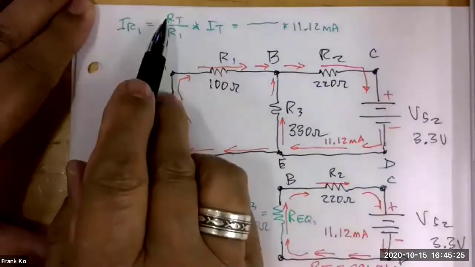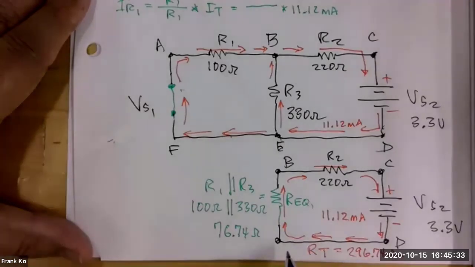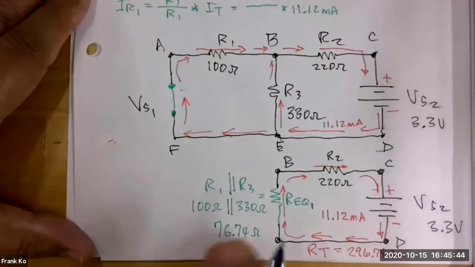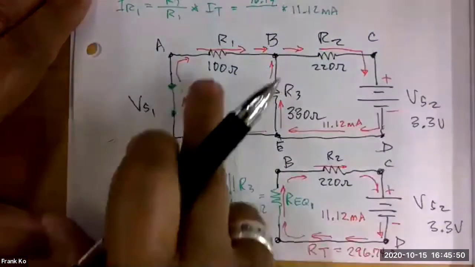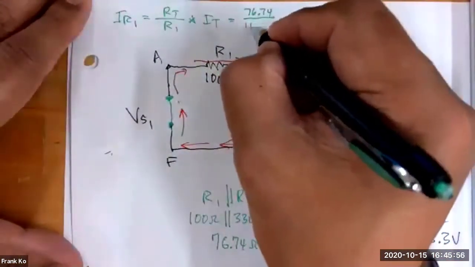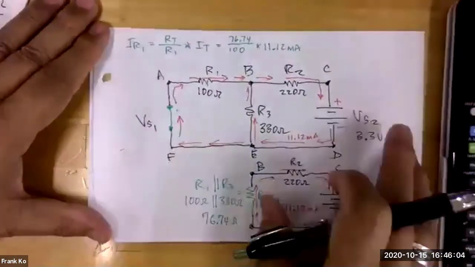So do I use RT for the whole circuit that we calculated earlier, the 296, or what? Yusuf? I think you're going to use the R equivalent. We're going to use the R equivalent. We can only use the R total for that combination in parallel, which is this guy here, the 76.74 ohms. So 76.74, divided by the value of R1, which is 100 ohms. So on our paper, we will have 100 in the denominator.